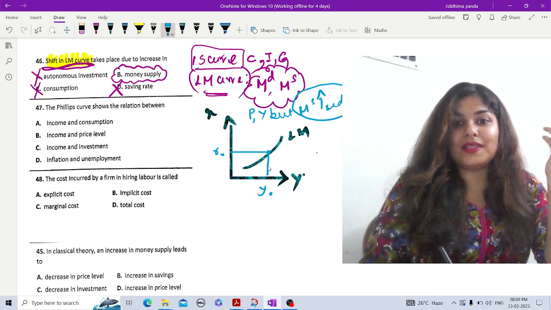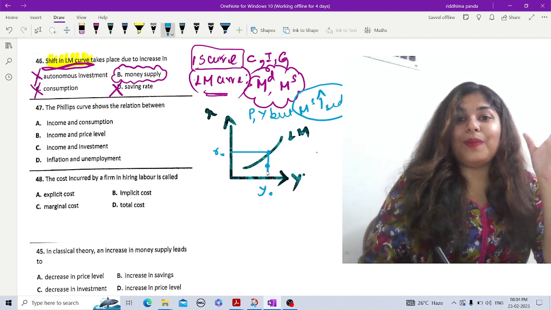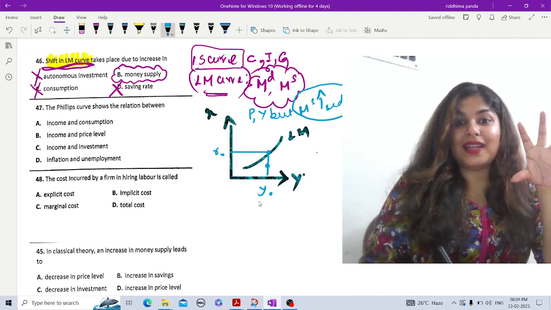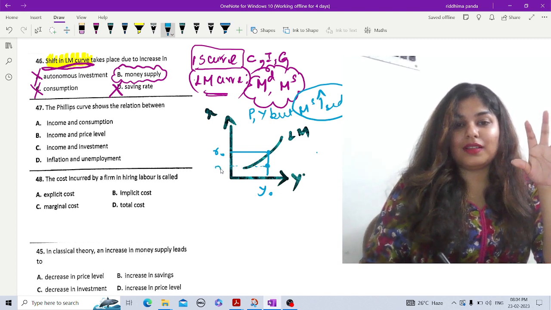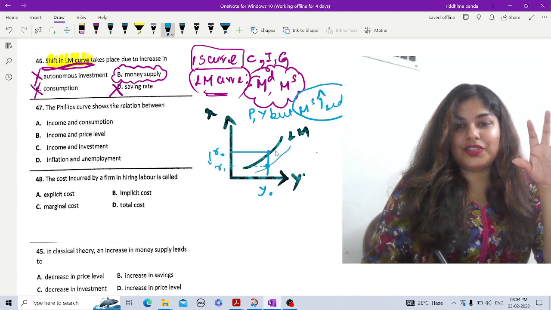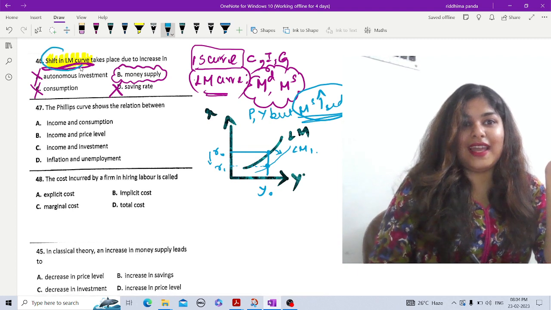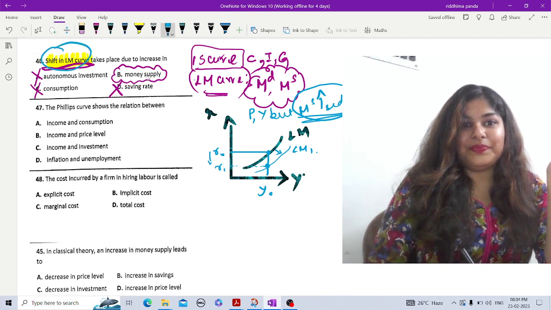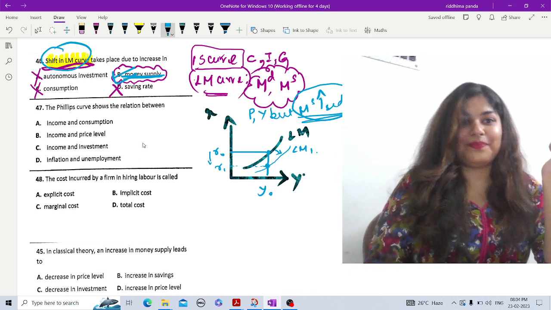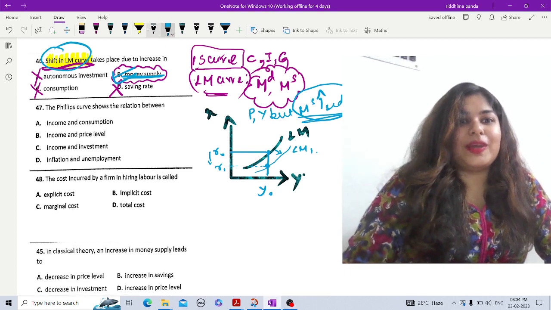So to maintain the equilibrium, the rate of interest will fall and your LM curve will shift to the right. So if money supply increases, the LM curve shifts to the right. So the shift in the LM curve takes place due to an increase in money supply. So the answer is B. Now, next question.